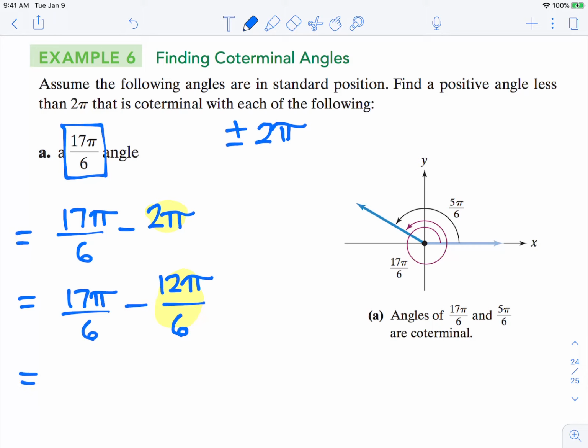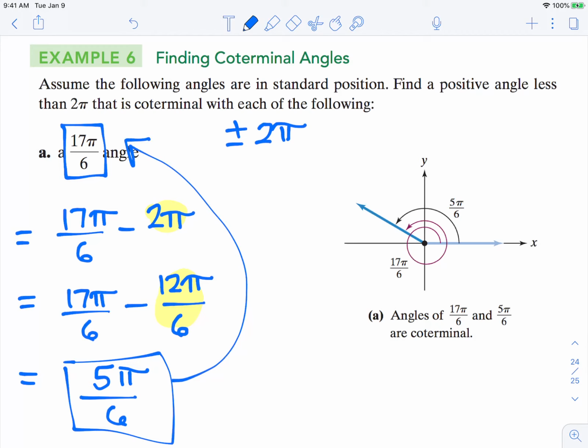Now we can go ahead and subtract. 17 pi over 6 minus 12 pi over 6 is 5 pi over 6. So here is our angle that is coterminal to that one. And then you can look at the graphs of those.